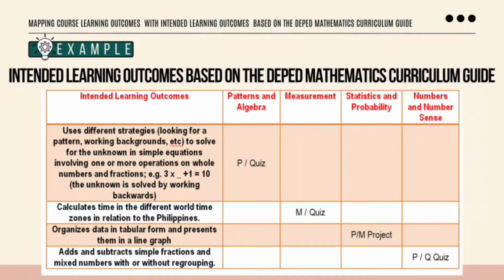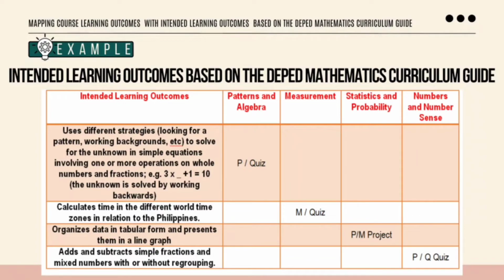So the first intended learning outcome is for patterns and algebra. It uses different strategies, looking for a pattern, working backwards, etc. to solve for the unknown in simple equations involving one or more operations on whole numbers and fractions. It is given here an example: 3 times blank plus 1 equals 10. So the unknown is solved by working backwards.